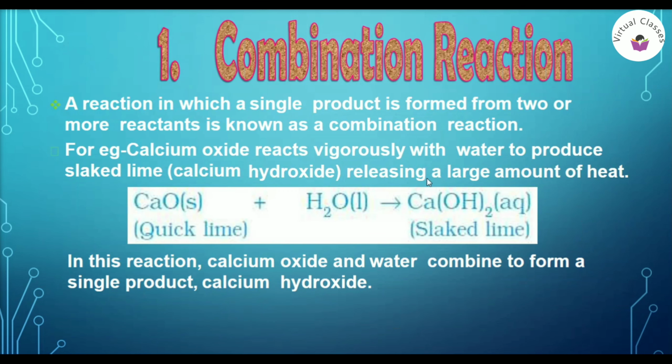Now let's come to each type in detail. The first one is combination reaction. A reaction in which a single product is produced from two or more reactants is known as combination reaction. For example, calcium oxide reacts vigorously with water to produce slaked lime, which is calcium hydroxide, releasing a large amount of heat. In this reaction, calcium oxide and water combine to form a single product, which is calcium hydroxide.